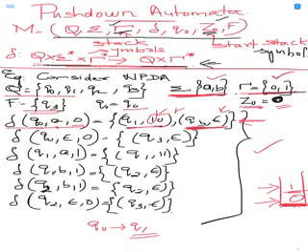Now say the next transition, Q0 epsilon 0. So what is the meaning of that?